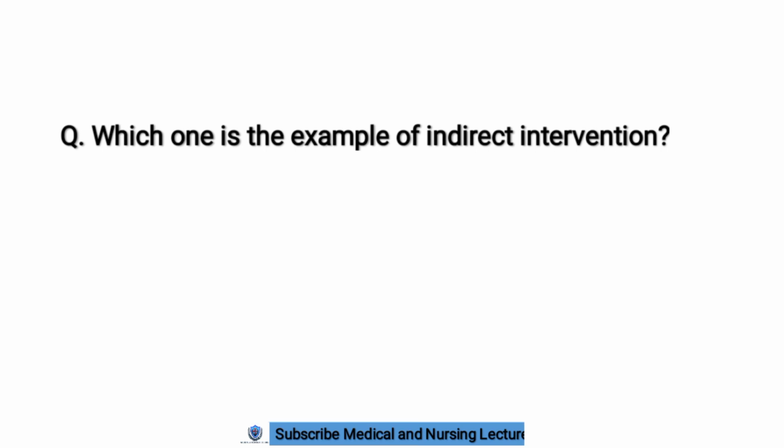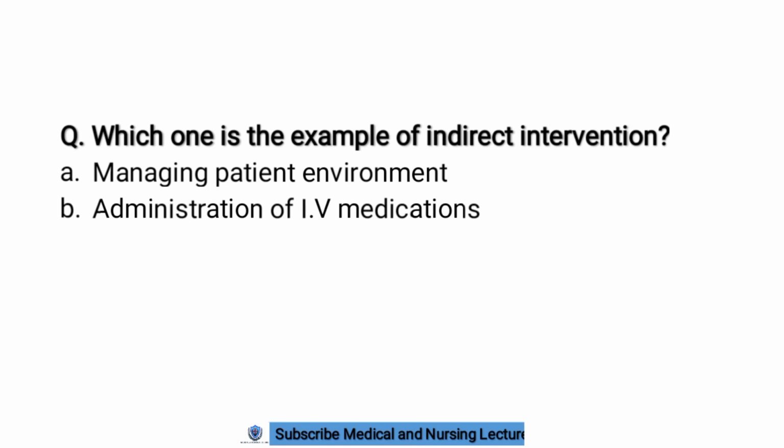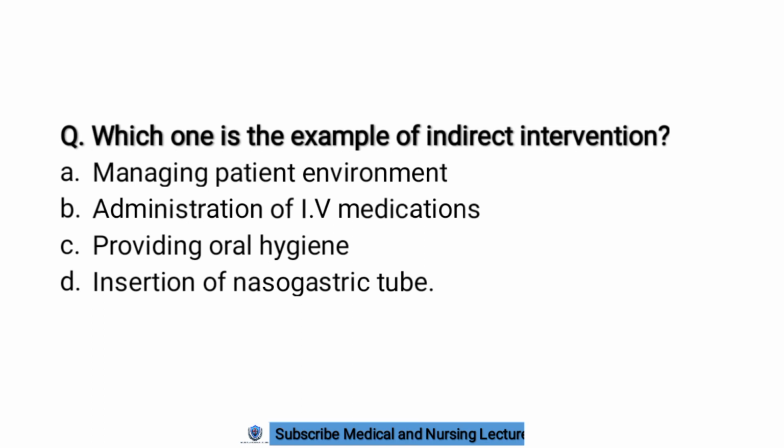Which one is the example of indirect intervention? Managing patient environment, administration of IV medications, providing oral hygiene to the patient. Option D, insertion of nasogastric tube. Here the correct option is option A, managing patient environment is the example of indirect intervention.